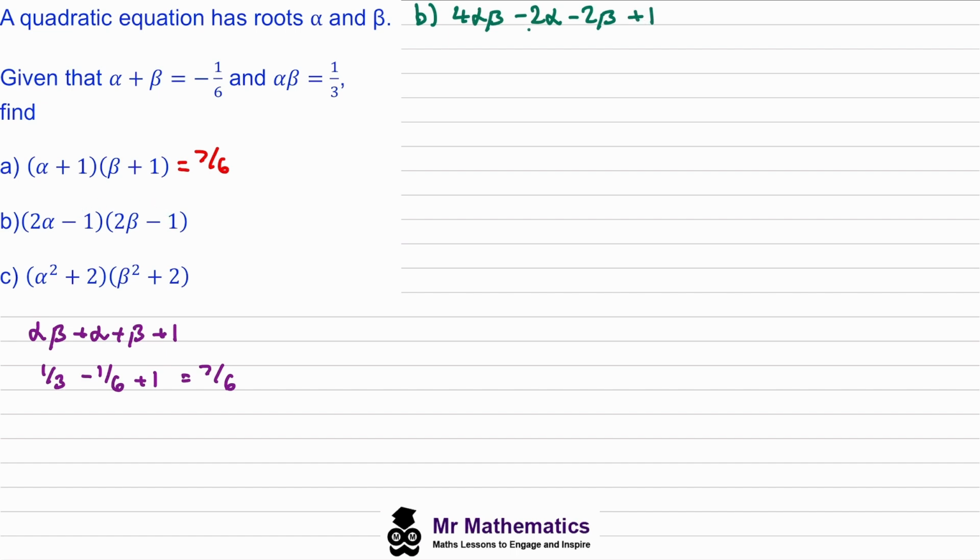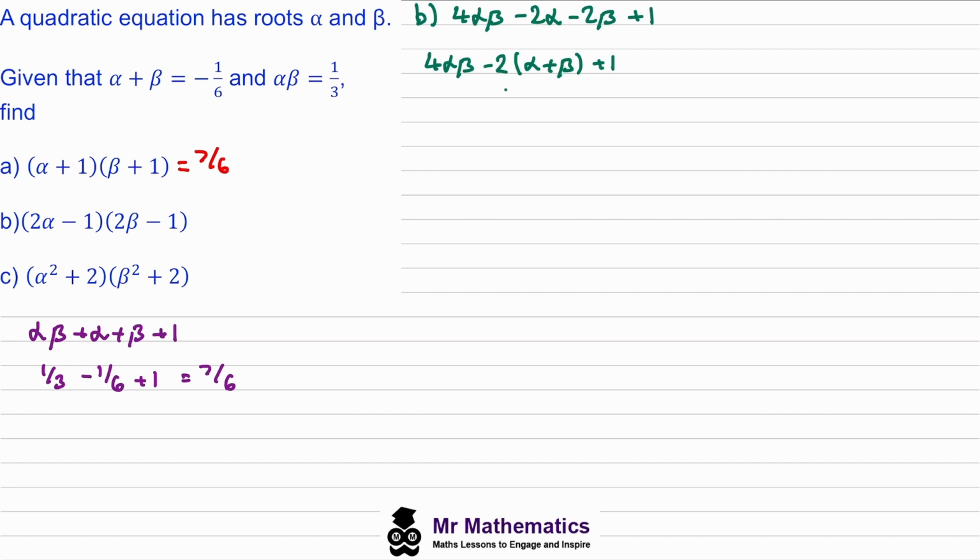At this point, we can factor out the -2 from these two terms. So we've got 4 alpha beta minus 2, and then this becomes the alpha plus beta, because when you multiply out the negative, you get the negatives back. So alpha plus beta. And then we'll add the 1.